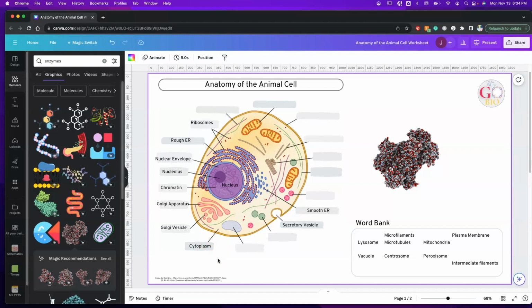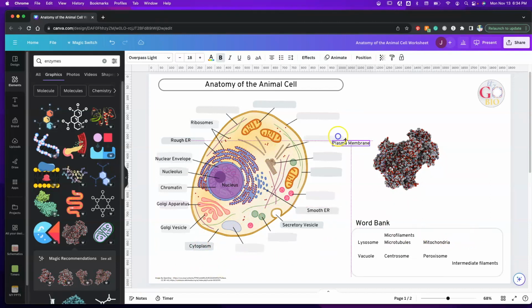So if you see a difference, cytosol versus cytoplasm, cytosol is just the fluid. It's mostly water and proteins and lipids and whatever else, and lots of different ions that are in the cell. The cytoplasm is that fluid plus all of these organelles. So that's the cytoplasm right there. And we've already mentioned the plasma membrane.